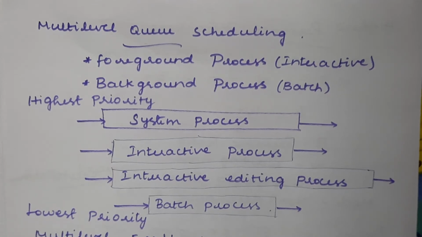Whichever process has the higher priority must be given to the CPU for execution first, and the processes that have lower priority can be given after the high priority jobs. So we are assigning the priority based on the type of the process. How are we assigning the priority based on the type of the process? If it is a system process, then it can be assigned a higher priority. If it is an interactive process, the next priority can be given to the interactive process.